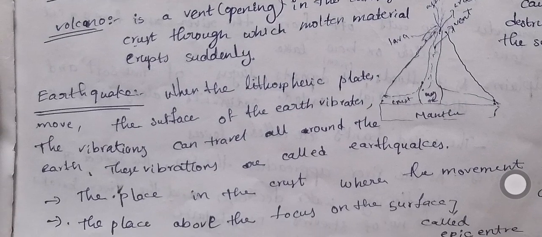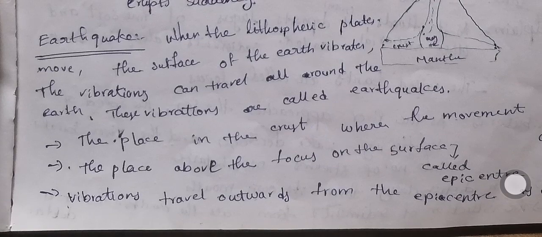And then earthquake. How do earthquakes happen? Let us see. Earthquakes happen when the lithospheric plates are moving, and then the surface of the earth vibrates. These vibrations can travel all around the earth. These vibrations are also called earthquakes. These vibrations reach the earth's surface through waves only.